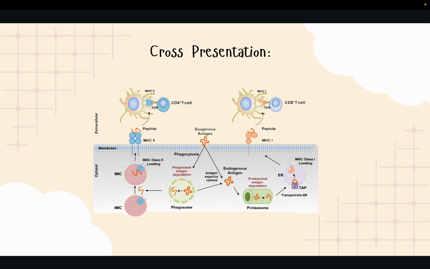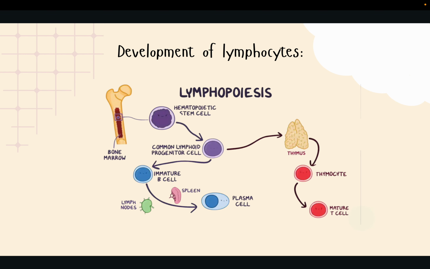Cross-presentation. Cross-presentation is the unique ability of dendritic cells to present extracellular antigens on MHC class 1 molecules instead of the usual MHC class 2 pathway. This mechanism allows dendritic cells to activate CD8 plus T cells against viruses and tumors even if the APC is not infected.